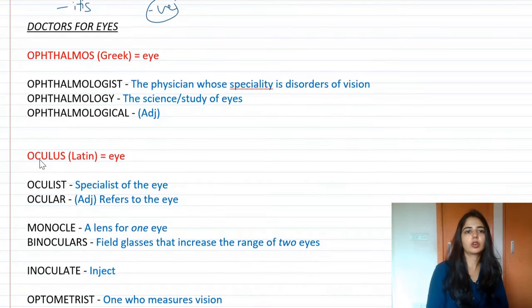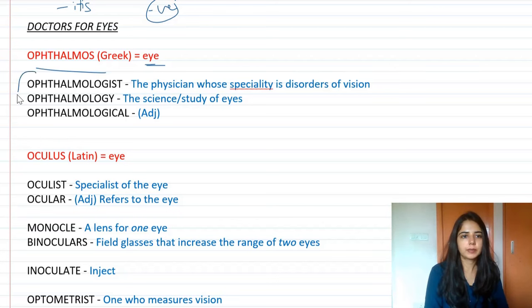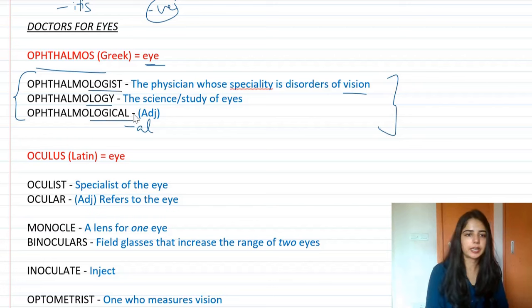Now next we have doctor for eyes. So ophthalmos is a Greek root word which means eye. You don't have to remember the word, just remember these. Ophthalmologist, the physician whose specialty is disorders of vision, who treats the eye related disorders, and the study or science of it is called ophthalmology. And when we add al, it becomes adjective, which is ophthalmological. It is also very easy. We are seeing the same pattern in most of the words: logist, logy and logical, right?